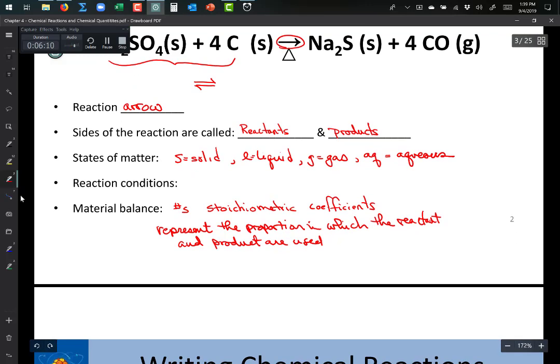It also includes the chemical reaction conditions. So you'll see things like this. This means heat.